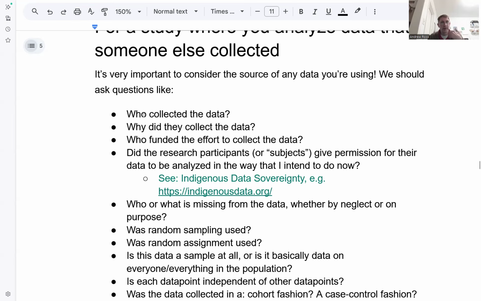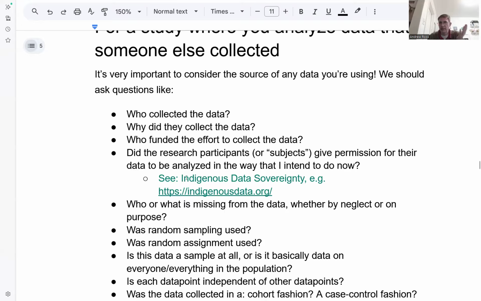Who collected the data? Why did they collect the data? Who funded the effort to collect the data? Could that have biased things? Did the research participants give permission for their data to be analyzed in the way that we're intending now? Hopefully they gave permission for the previous analysis, but that doesn't mean they're okay with you using it now. And there have been lawsuits about things like that.